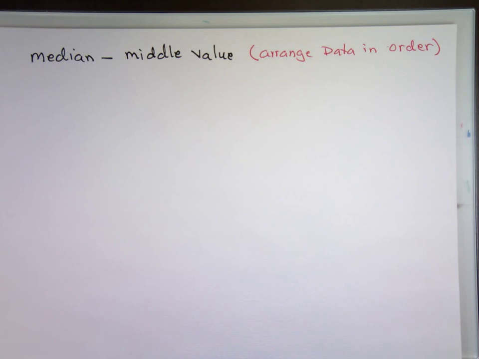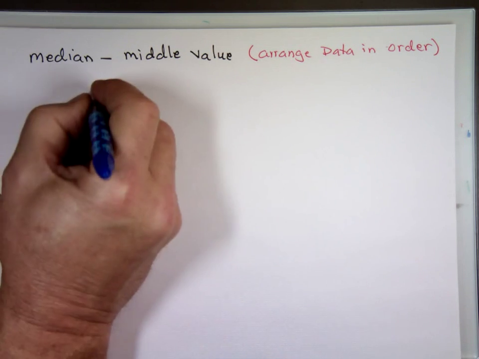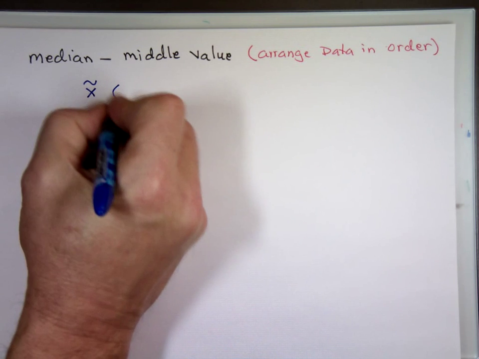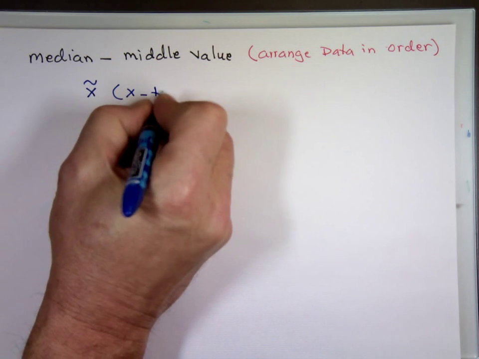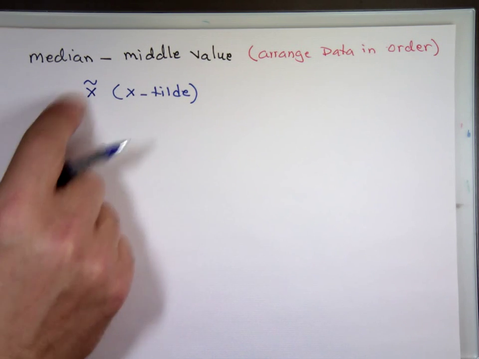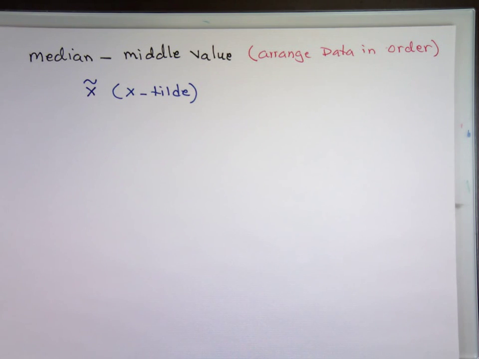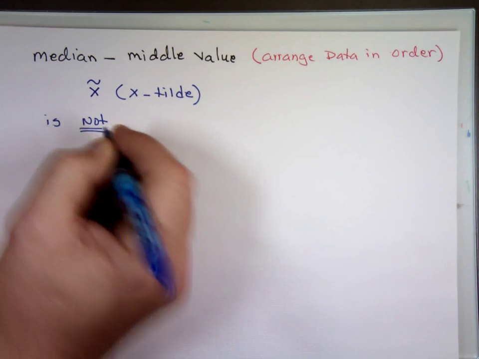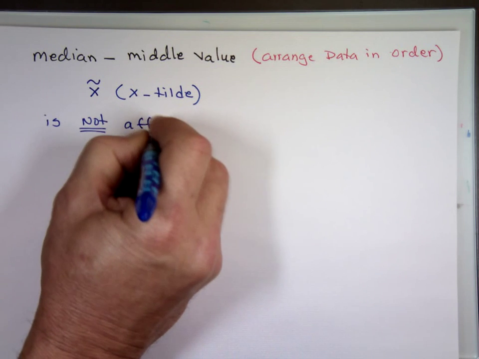The symbol that we use for the median is X with the squiggly line over it. It's called X tilde. So X tilde, that's how we pronounce that one. When you see that, that means find the median. I'll show you in a few minutes how to find it, but the nice thing about the median is it is not affected by extreme values. So when you have a number that's really big, it doesn't affect that.